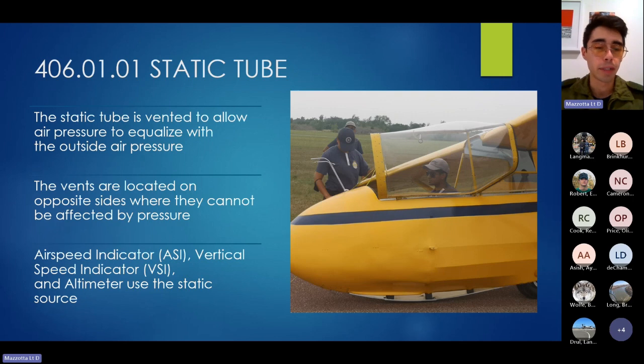So essentially what's happening with the static port or the static tube is it's reading the difference in atmospheric pressure, causing the mechanism inside of each instrument, which is an aneroid capsule, which we'll talk about a little bit later on, to either expand or contract. And that's how we get the readings on the instruments.